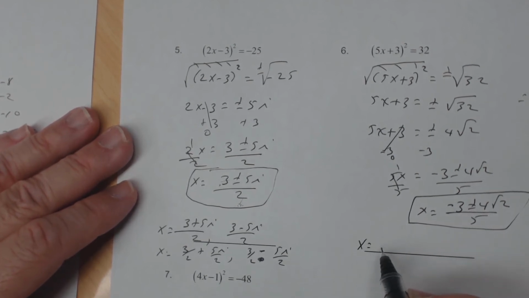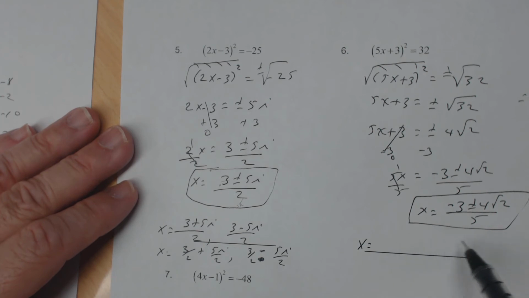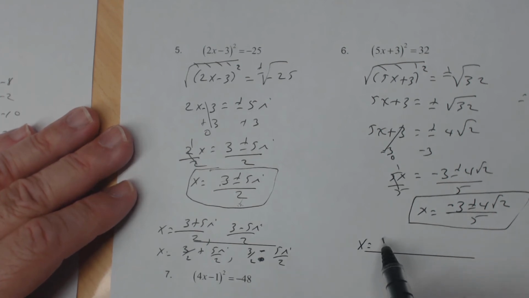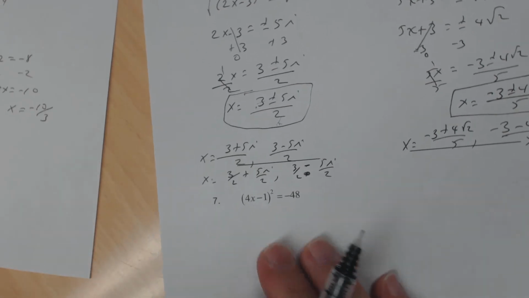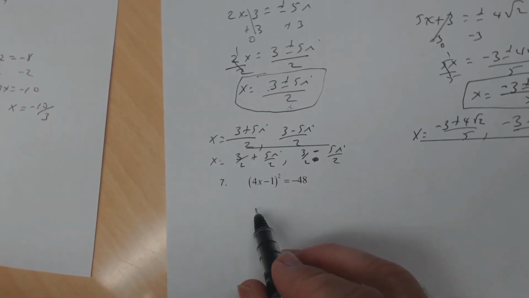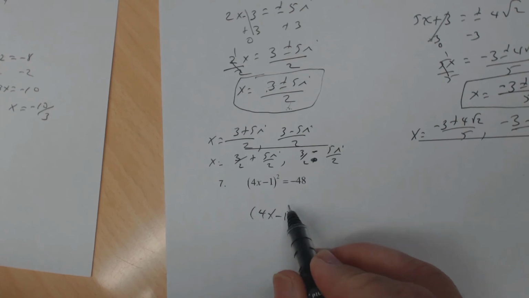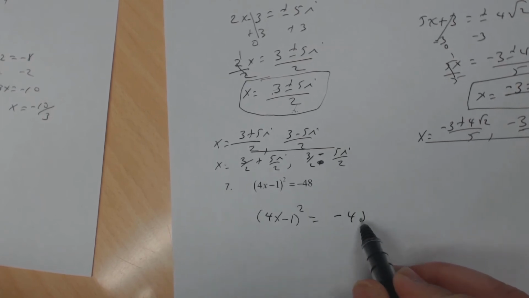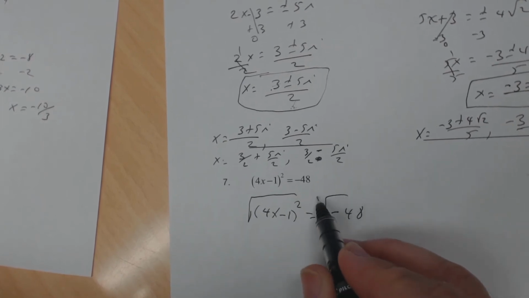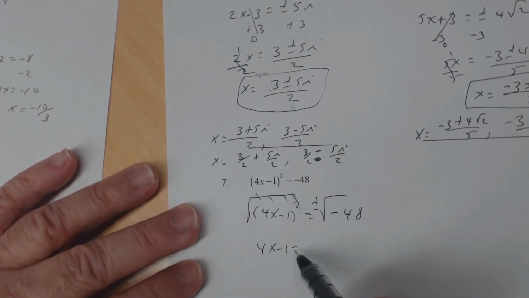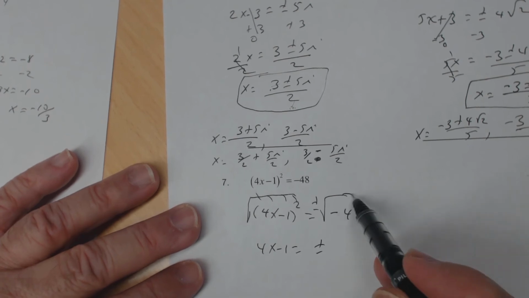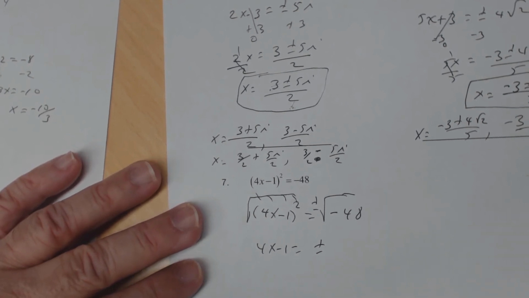Now if in MyMathLab they ask you to write it as two separate solutions, you're going to say negative 3 plus 4 square root of 2 over 5, comma, negative 3 minus 4 square root of 2 over 5. Okay, over here, again, take the square root of both sides, plus or minus. The square and the square root undo each other, so you get 4x minus 1 equal plus or minus. All right, let's figure out what the square root of negative 48 is.